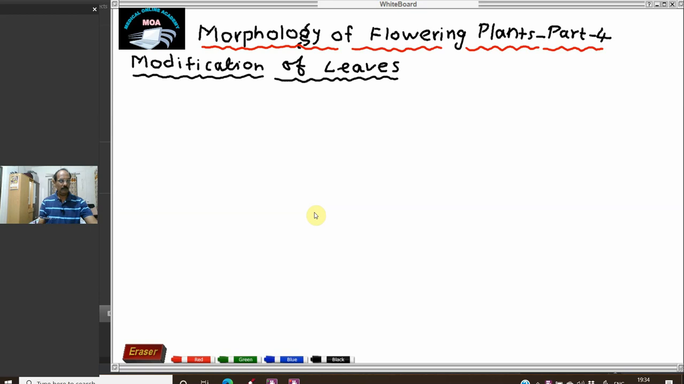But the leaf changes structurally and in form to perform different functions. That change in form and structure to perform a particular function other than photosynthesis is known as the modification of the leaf. So what are the different types of modification of the leaf? One form of the modification is the tendril.